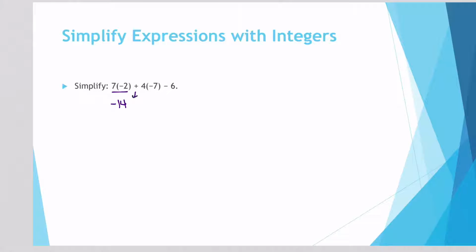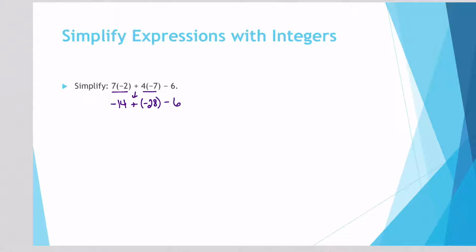I'm going to bring this plus sign straight down. I can go ahead and multiply this in the same step. So 4 times negative 7 is negative 28 minus 6. Now what's left here is negative 14 plus negative 28 minus 6.